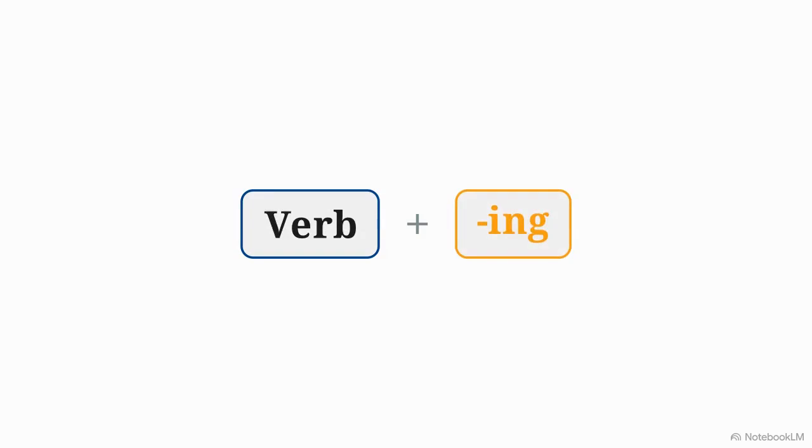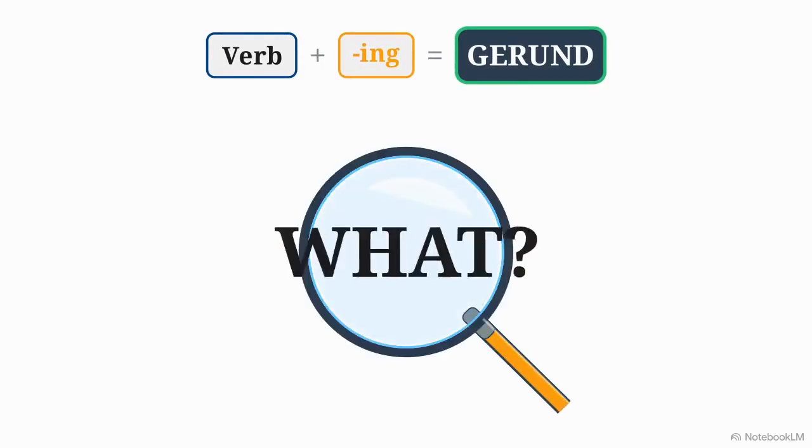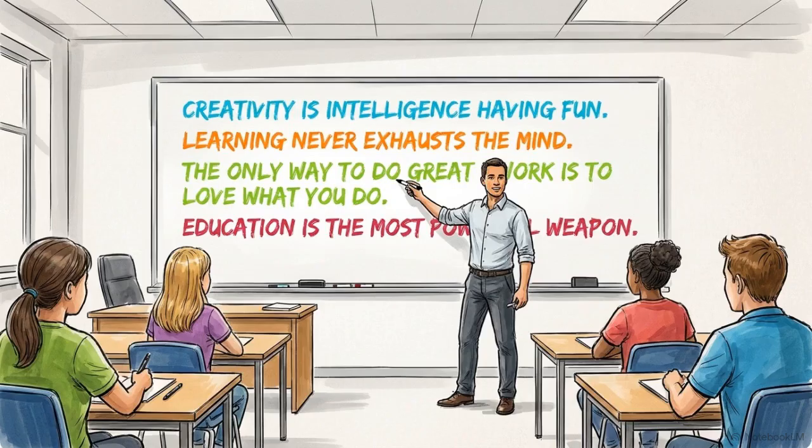We start with this formula. A verb plus ing creates a gerund. A gerund is simply a verb acting as a noun. You can verify it by asking one question. What? Converting a verb into a noun provides the structural flexibility needed to use complex activities as stable components in any part of a sentence.